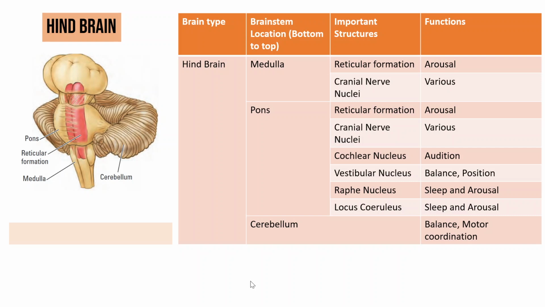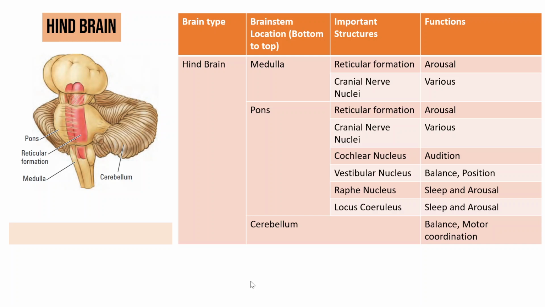The hindbrain contains medulla, pons, and cerebellum, and the medulla contains the reticular formation and cranial nerve nuclei. The reticular formation is related to arousal. The cranial nerve nuclei act as ports of information for sensory and motor signals between different body parts and your brain. The cochlear nucleus is related to your audition, or hearing ability. It is connected to your ear. The vestibular nucleus is also connected to your ear, and it is related to balance.